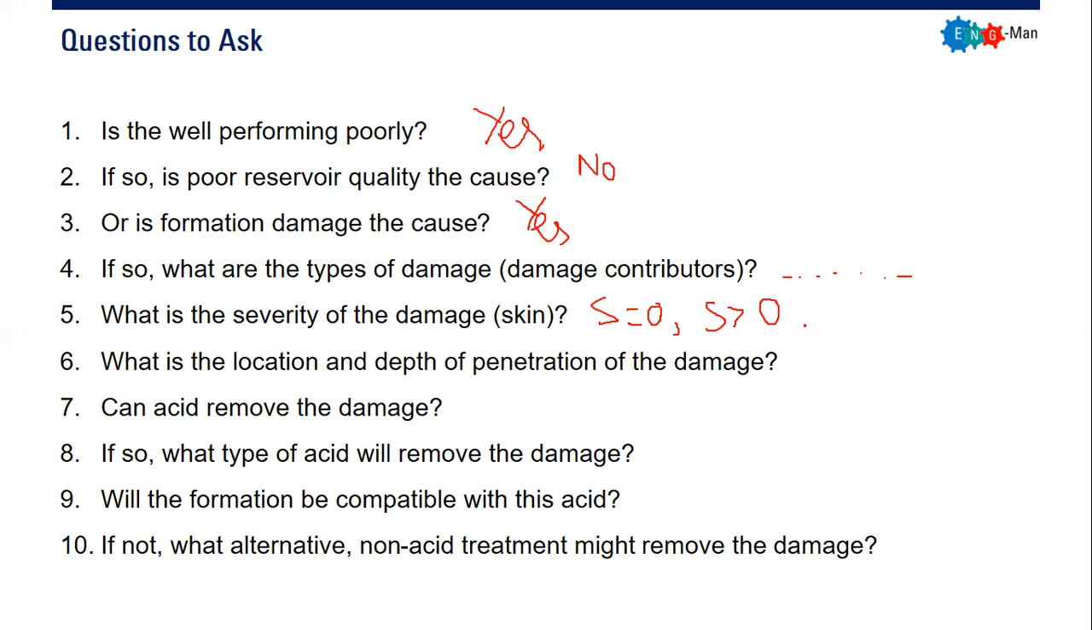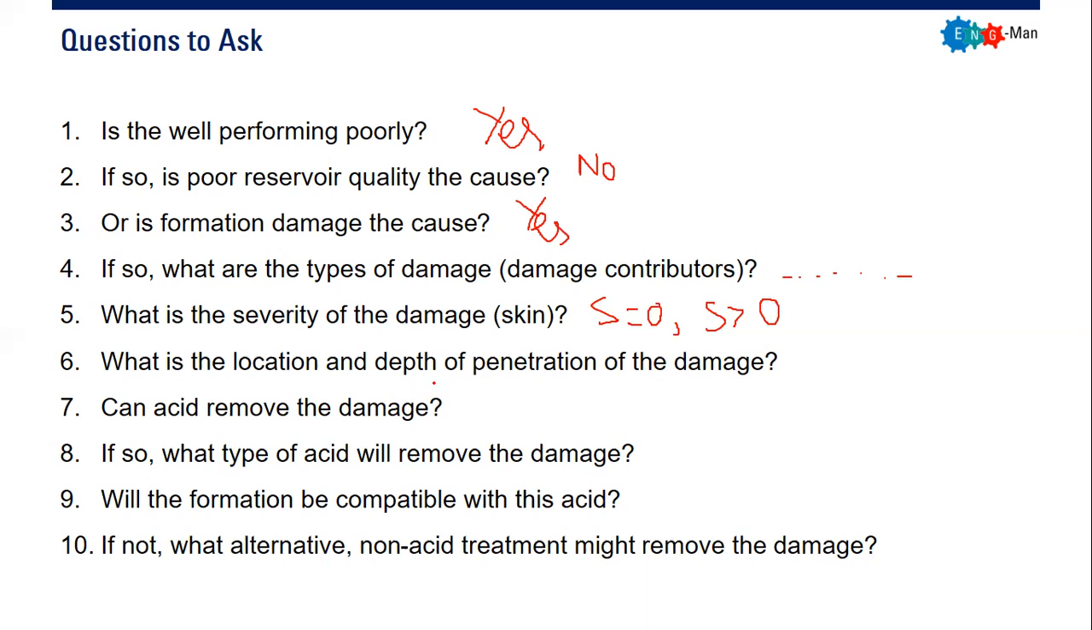The skin, it is a positive skin, more than 0. S equals 1 is already good enough to be acidized, right? But if your skin is 0 or worse, if it is negative, then there is no point of acidizing your well. All right, number 6.